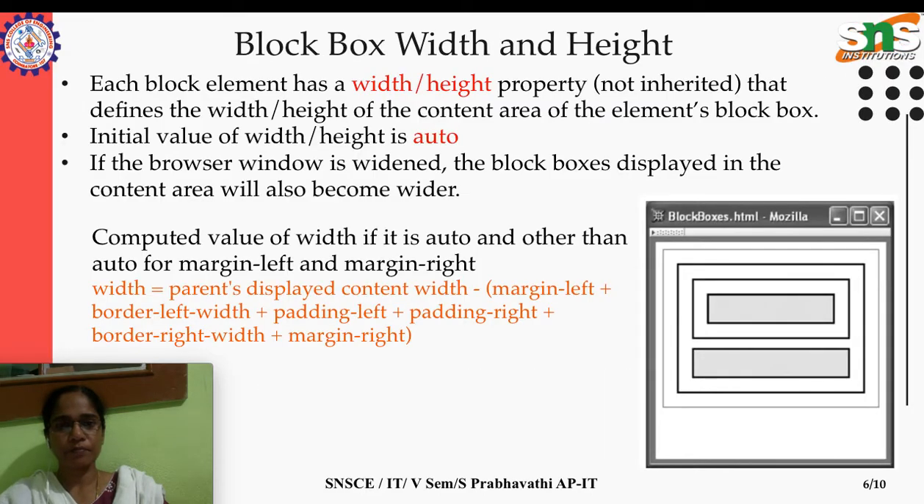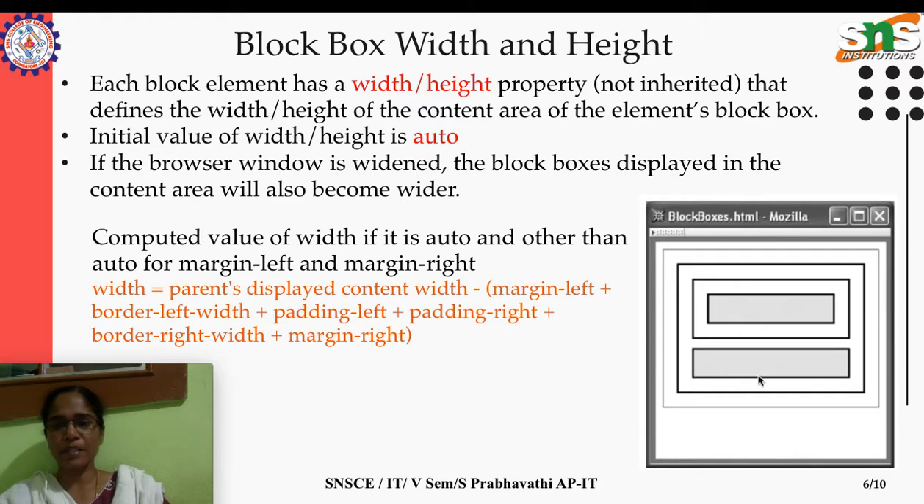Okay, and moving on to block box width and height. By default the initial value is auto, in the sense that when the browser is expanded or shrunk, the height and width get adjusted automatically. We can have a fixed value also by specifying the border left width, padding left, padding right, margin left, right values, or by default it will be automatic.